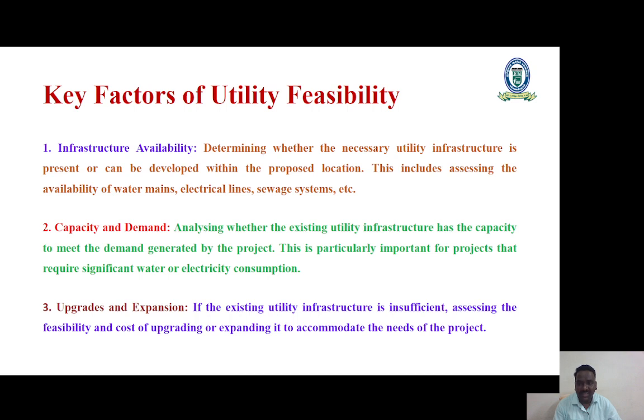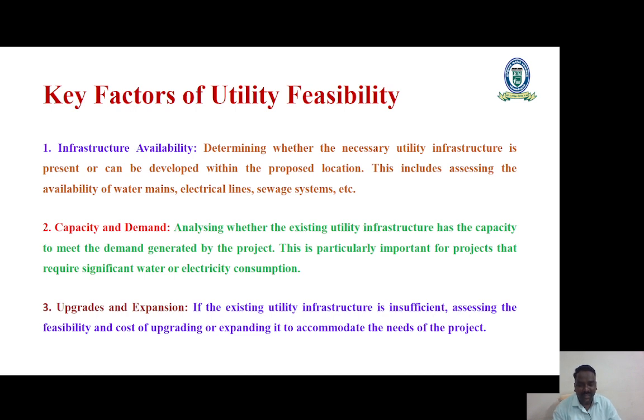First one is infrastructure availability. Infrastructure availability is determining whether the necessary utility infrastructure is present or can be developed within the proposed location. This includes assessing the availability of water mains, electric lines, sewage systems, etc. Capacity and demand. Analyzing whether the existing utility infrastructure has the capacity to meet the demand generated by the project. This is particularly important for projects that require significant water or electricity consumption.